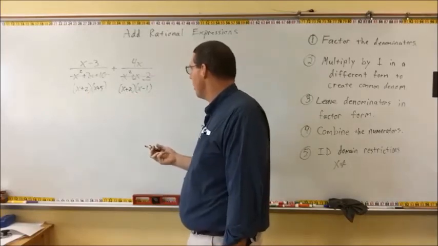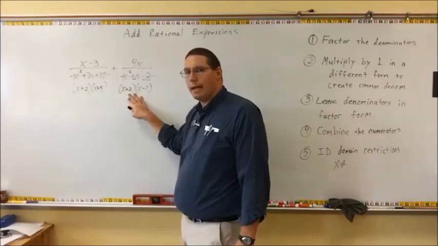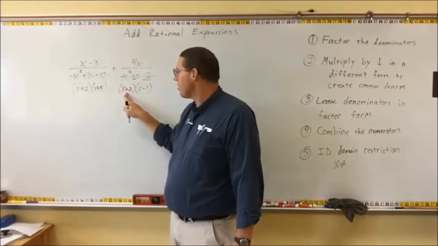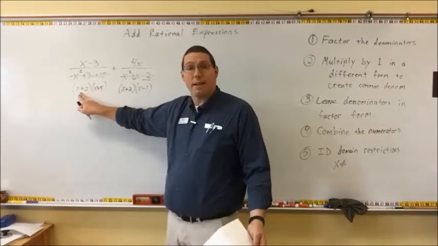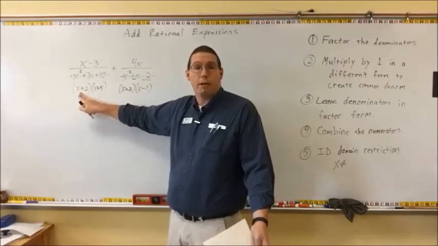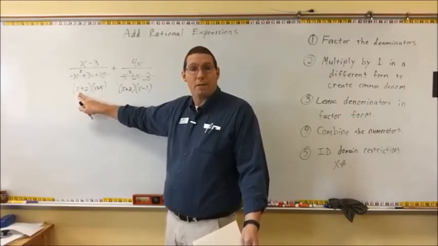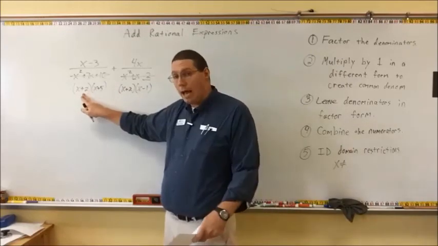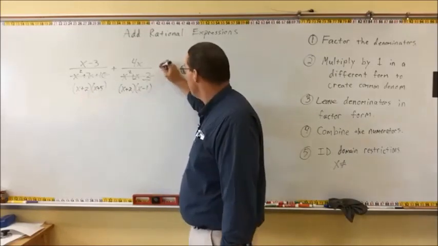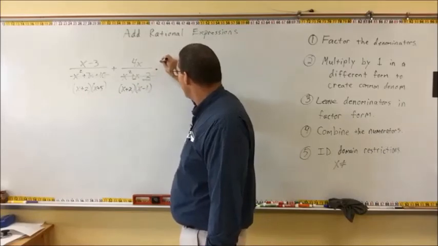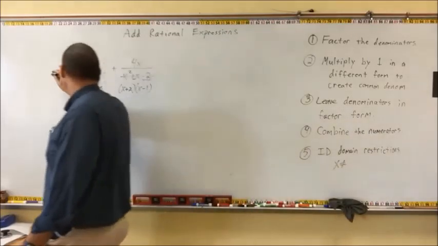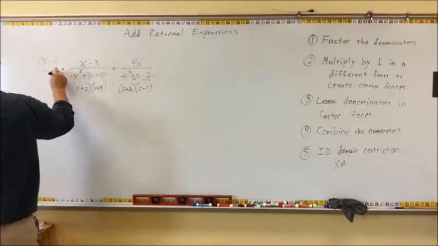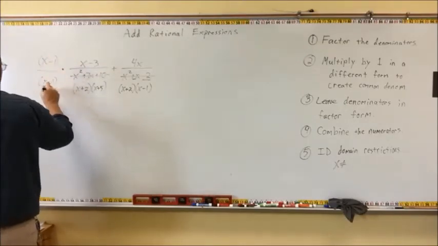Now we've got to ask ourselves, what does this denominator have that this denominator doesn't have? Well, this one has an x plus 2, but this one also has an x plus 2. So we don't have to put an x plus 2 in. This one already has it. But this denominator has an x minus 1, and this one does not. So we're going to multiply on this side by x minus 1 over x minus 1.